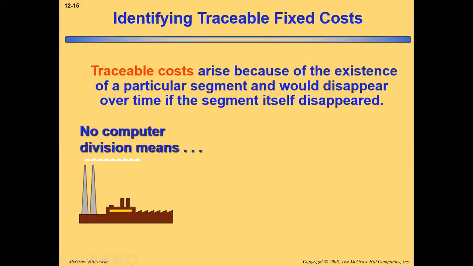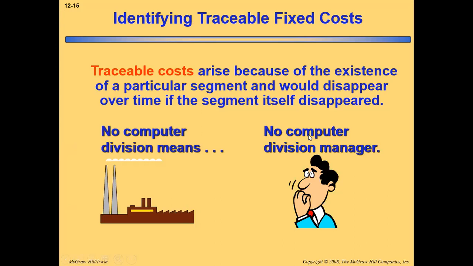Okay, now I'll go to the next slide. Traceable cost arises because of the existence of a particular segment and would disappear over time if the segment itself disappeared. Now see, this is what we call segmented fixed cost, or we also call it traceable fixed cost. So no computer division means no computer division manager.